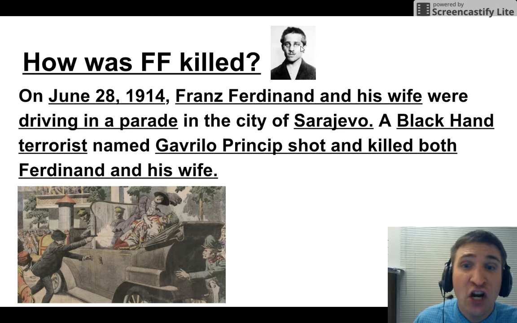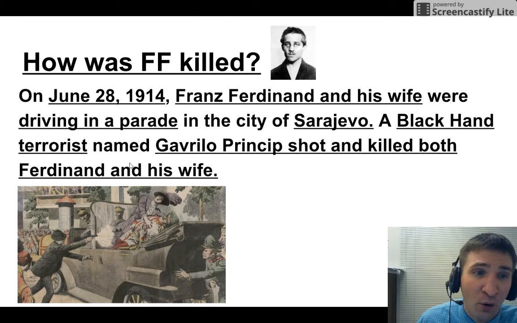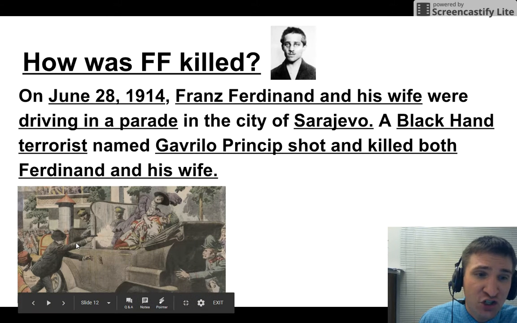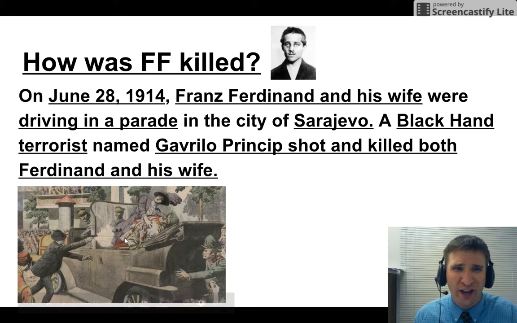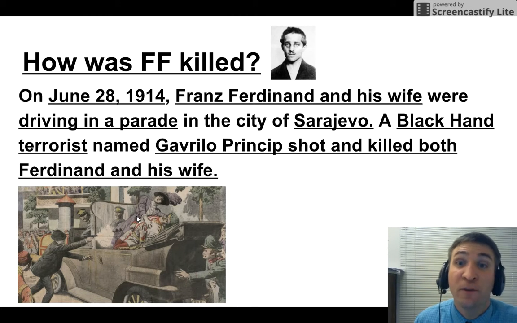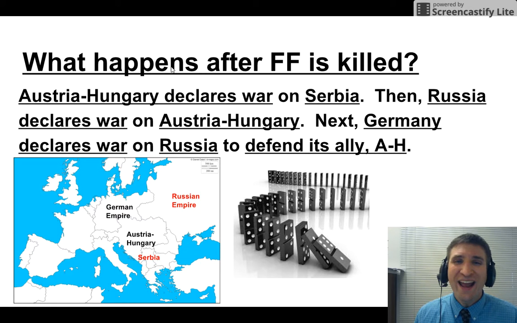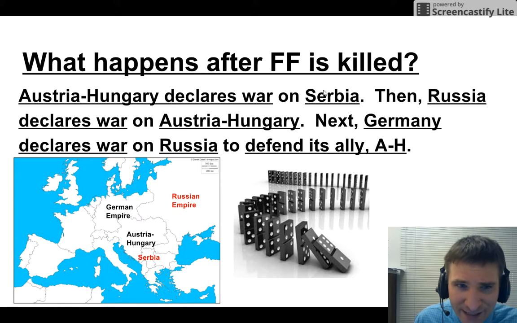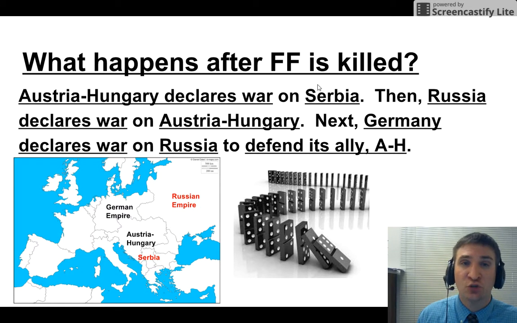What happens after Franz Ferdinand is killed? Austria-Hungary declares war on Serbia. Then Russia declares war on Austria-Hungary. Next, Germany declares war on Russia to defend its ally, Austria-Hungary. In other words, it's a domino effect. People are backing each other, and slowly a small conflict among two countries is becoming a worldwide war.